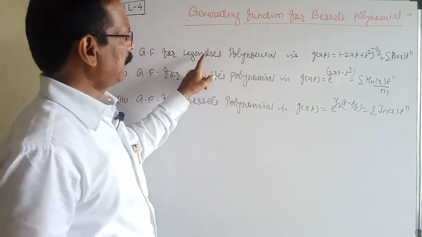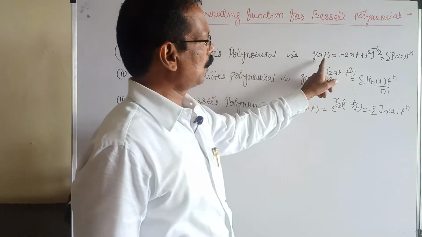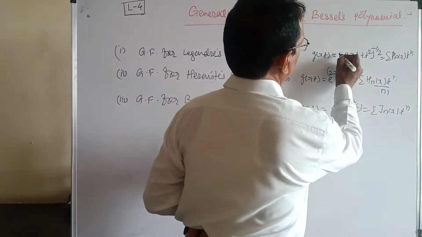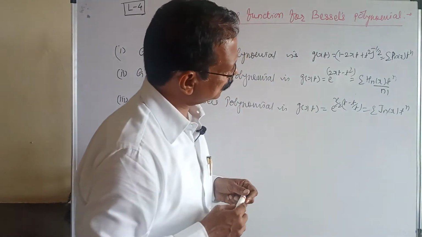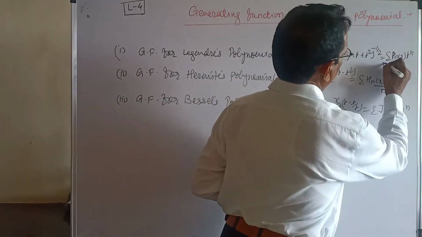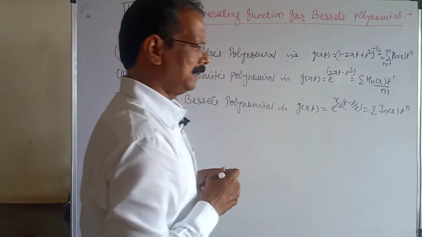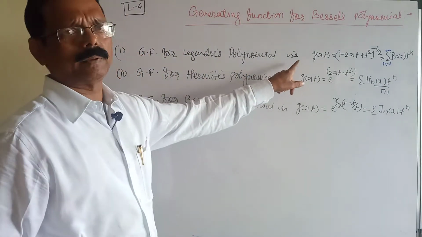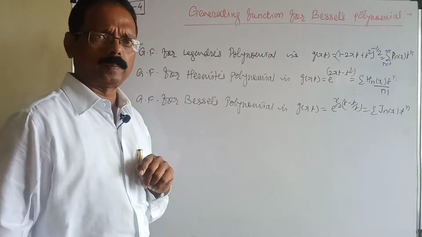We know the generating function for Legendre's polynomial is g of x is equal to (1 minus 2xt plus t square) raised to minus half, is equal to summation of Pn of x t raised to n, where n runs from 0 to infinity. Next, we solved a number of examples from the Legendre's polynomials.